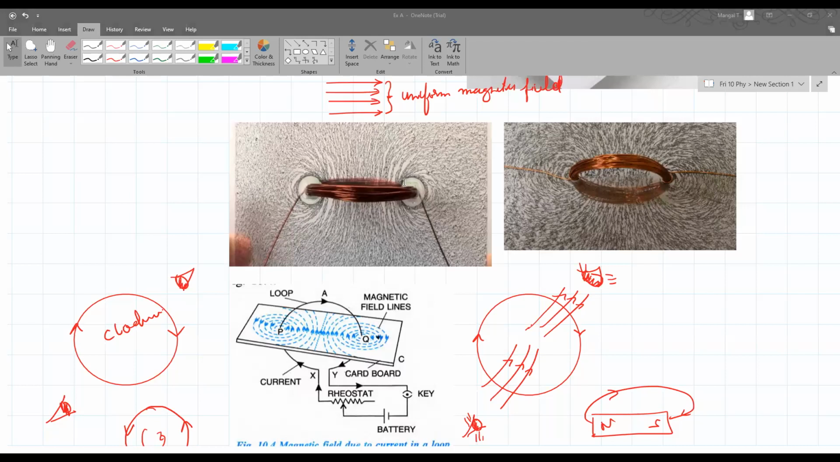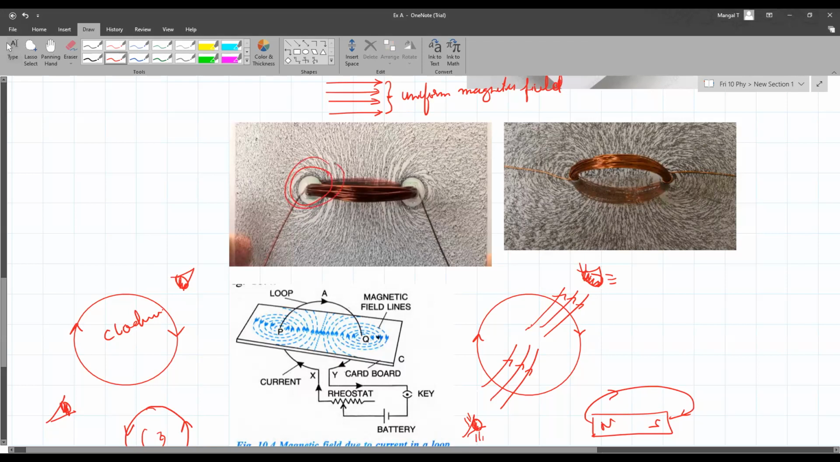So again, to revisit this particular loop, point to note: in the vicinity of the wire, the magnetic field lines are circular. The second point is within the space enclosed by the wire, the magnetic field is in the same direction. The third point is at the center, along the axis, the magnetic field lines are normal.